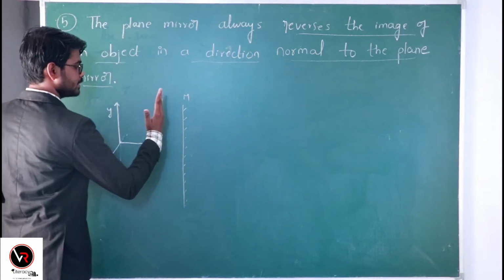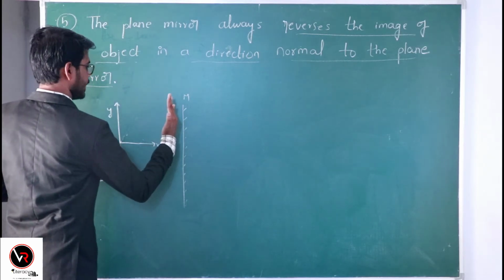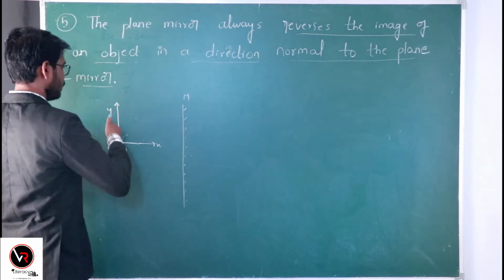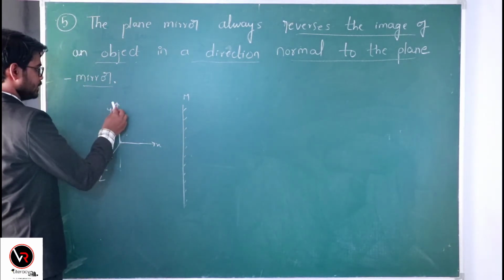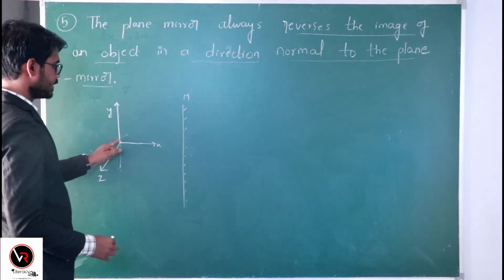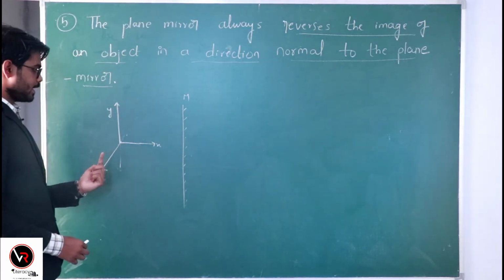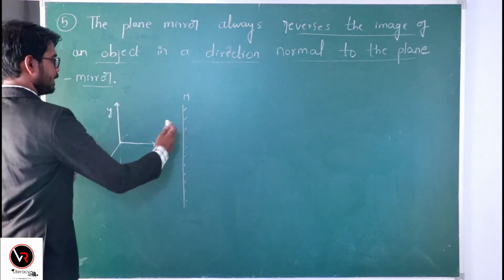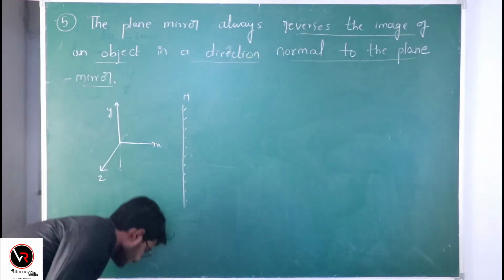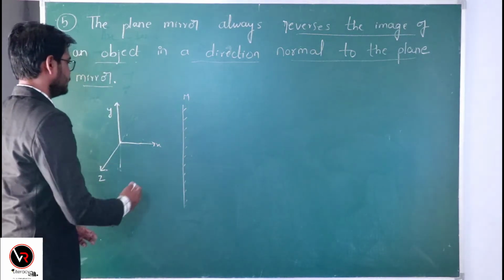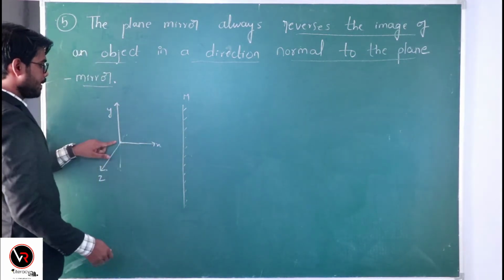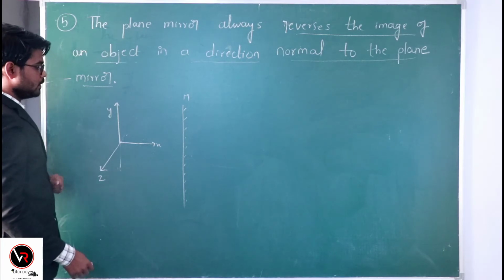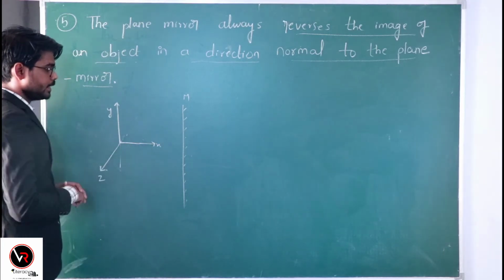So this is the plane mirror. See, the plane mirror is kept parallel to the YZ plane. So this is the YZ plane, this is the Y axis, and this is the Z axis. The plane mirror is kept parallel to the YZ plane and perpendicular to the X axis.